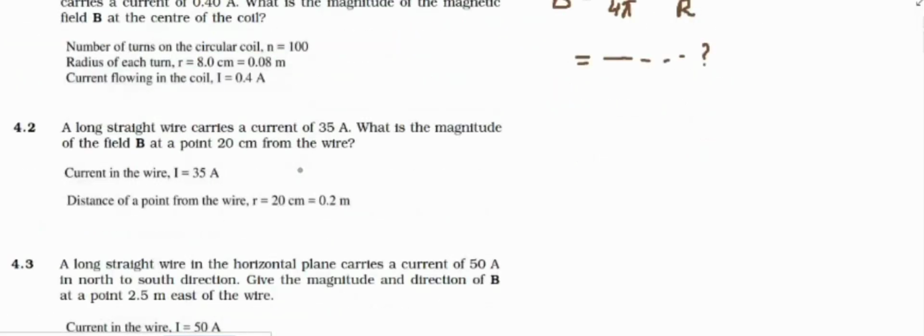Then next, question 2. A long straight wire carries a current of 35 ampere. What is the magnitude of the magnetic field B at a point 20 centimeter from the wire? Again, the magnetic field produced by a straight wire. The formula is B equals mu naught by 4 pi, 2I by R. The value of current and distance R, all these quantities are given. Substitute the values and find the answer.